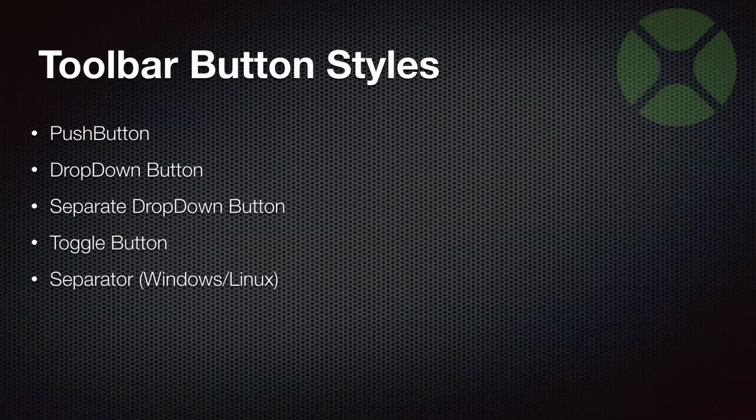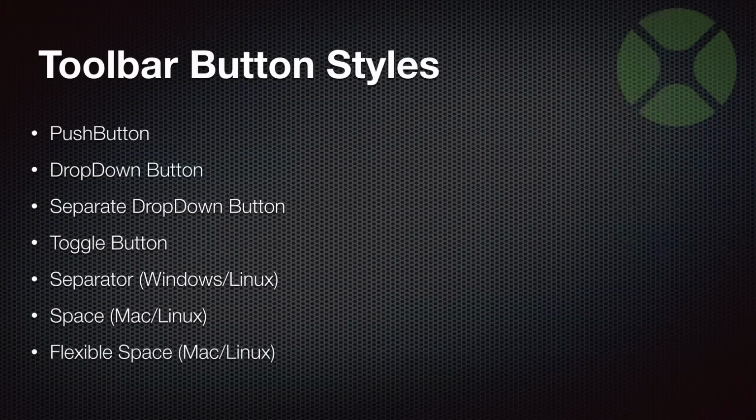And there are a variety of things that you can use to space your buttons. On Windows and Linux, you can use a separator. That's just going to be a vertical line. On Mac and Linux, you can use a space. So that's just an invisible gap between the buttons. And then also on Mac and Linux, you can use something called a flexible space, which allows you to have buttons that appear only on the right side of the toolbar. So the space grows or shrinks enough to just make sure that buttons to the right of it stay on the right-hand side of the toolbar.